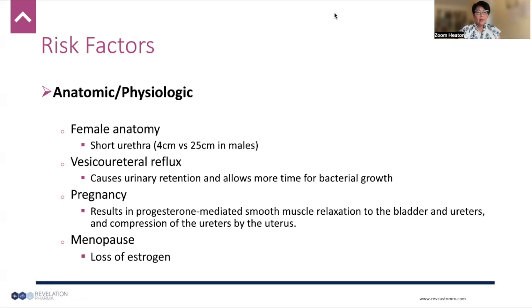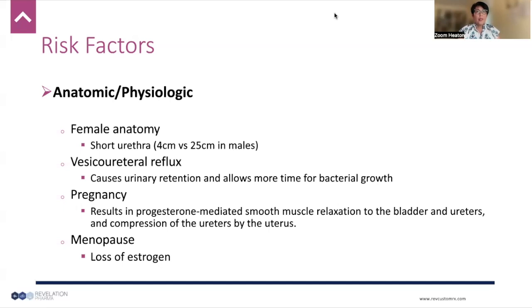Pregnancy results in progesterone-mediated smooth muscle relaxation of the bladder and ureters, and compression of the ureters by the uterus. Both result in urinary retention for increased bacterial growth. Menopause. When we have a loss of estrogen, there's an increased risk for UTIs.